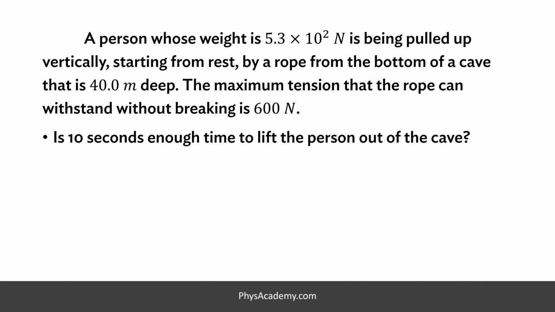So the weight of the person in Newton is given. Starting from rest is a keyword to say the initial velocity is 0. The depth of the cave or well is 40 meters. The maximum tension force the rope can handle is 600 newtons. We're asked to calculate if we pull this person out over 10 seconds, the tension force stays below the threshold of 600 newtons or not.